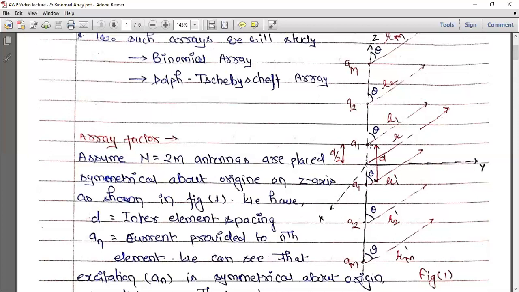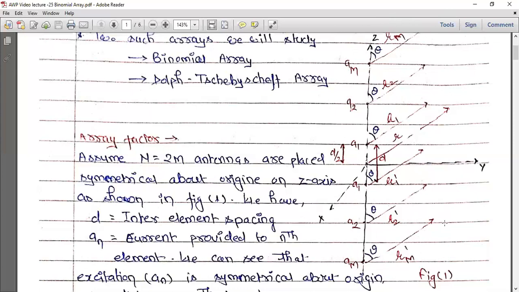The distance of the same point of observation from the first antenna A1 is R1, from A2 is R2, from AN is Rn. There are a total of 2M antennas we consider. We consider that there is an even number of elements, so an even number of elements can be represented by 2M. If we have 2M elements, we place M elements on the positive Z axis and the remaining M elements on the negative Z axis, as you can see. So the distances of the first M antennas on the positive Z axis from the point of observation are R1, R2 up to Rn, and similarly, the distances of the remaining M antennas on the negative Z axis are R1 dash, R2 dash, up to Rn dash.